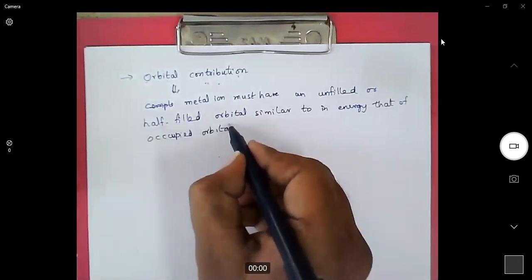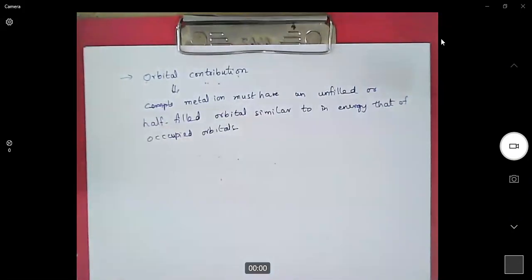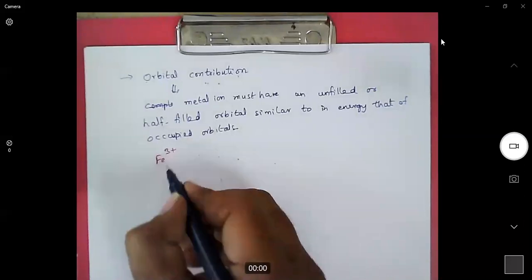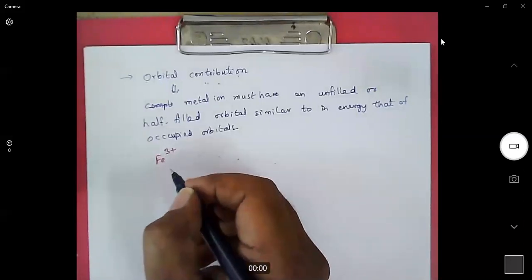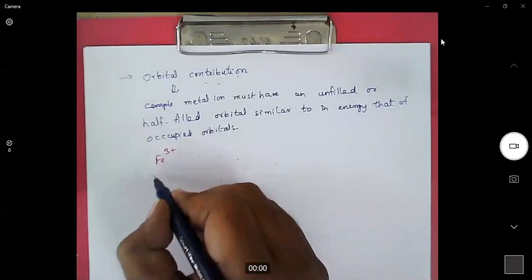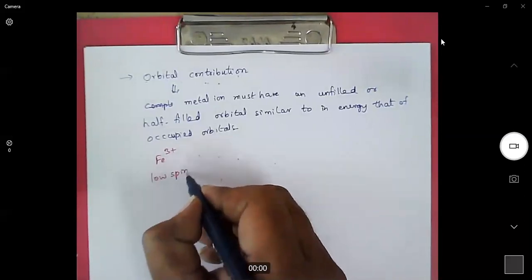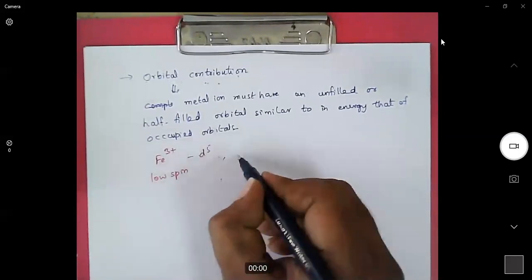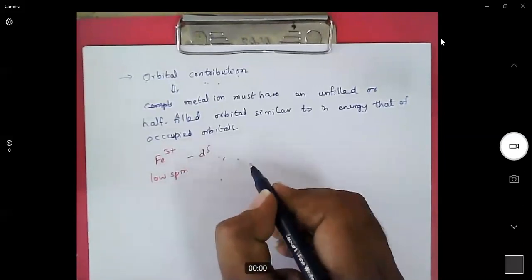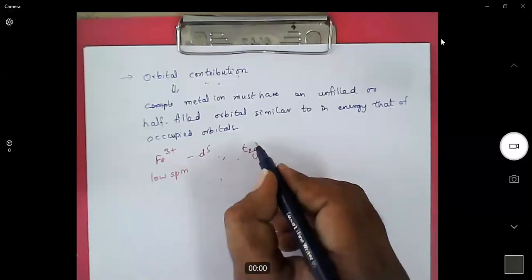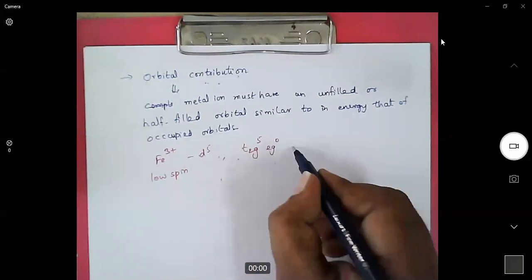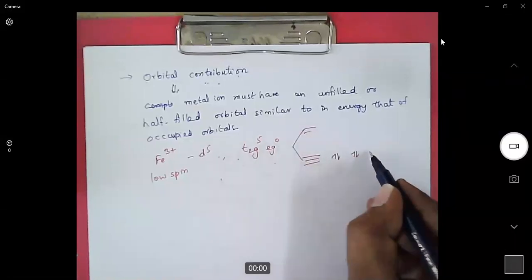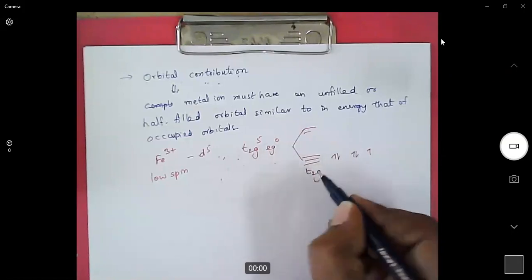What does this mean? I'll tell you. For example, we have already seen the d7 case. Now we will take the d5 case in a low spin iron 3 plus state, which is having d5 configuration. Because it is low spin, it will have t2g5 eg0. That means all the 5 electrons are filled in the lower t2g level.